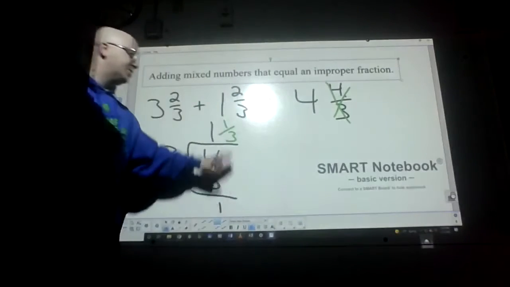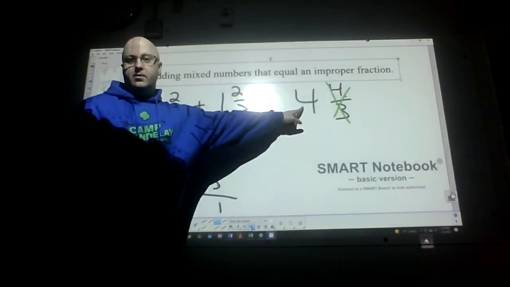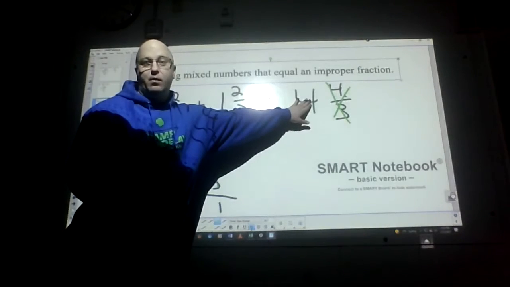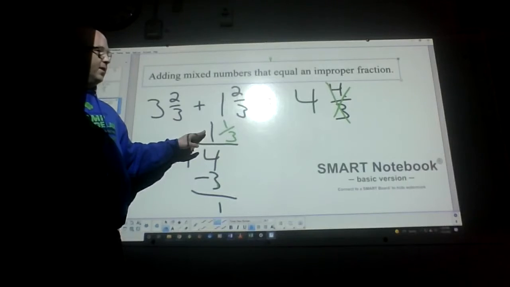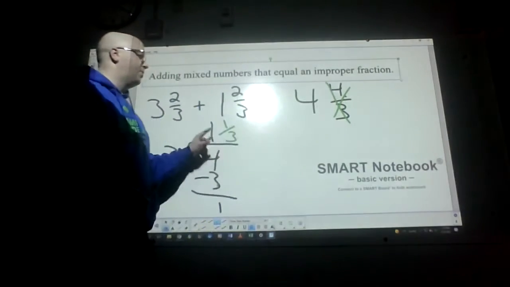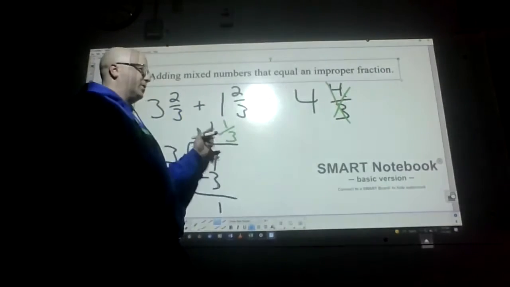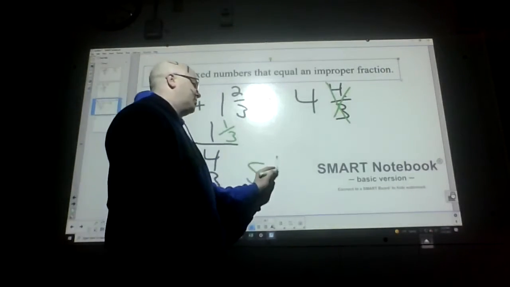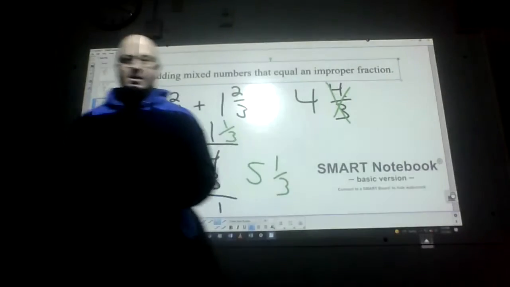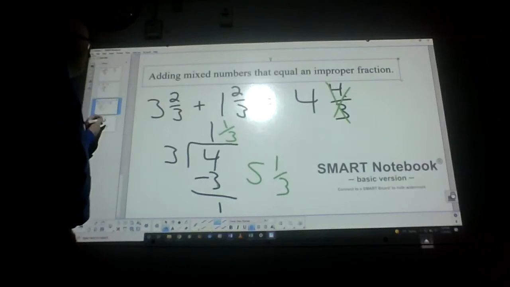We just changed that to 1 1/3, but we still have this 4 here. We need to now take that 4 that we have left over, add it to that mixed number that we made. So now we have 4 plus 1 1/3. Well, 4 plus 1 equals 5. The fraction just stays there. So our final answer is 5 1/3. I'll do one more example on that one.